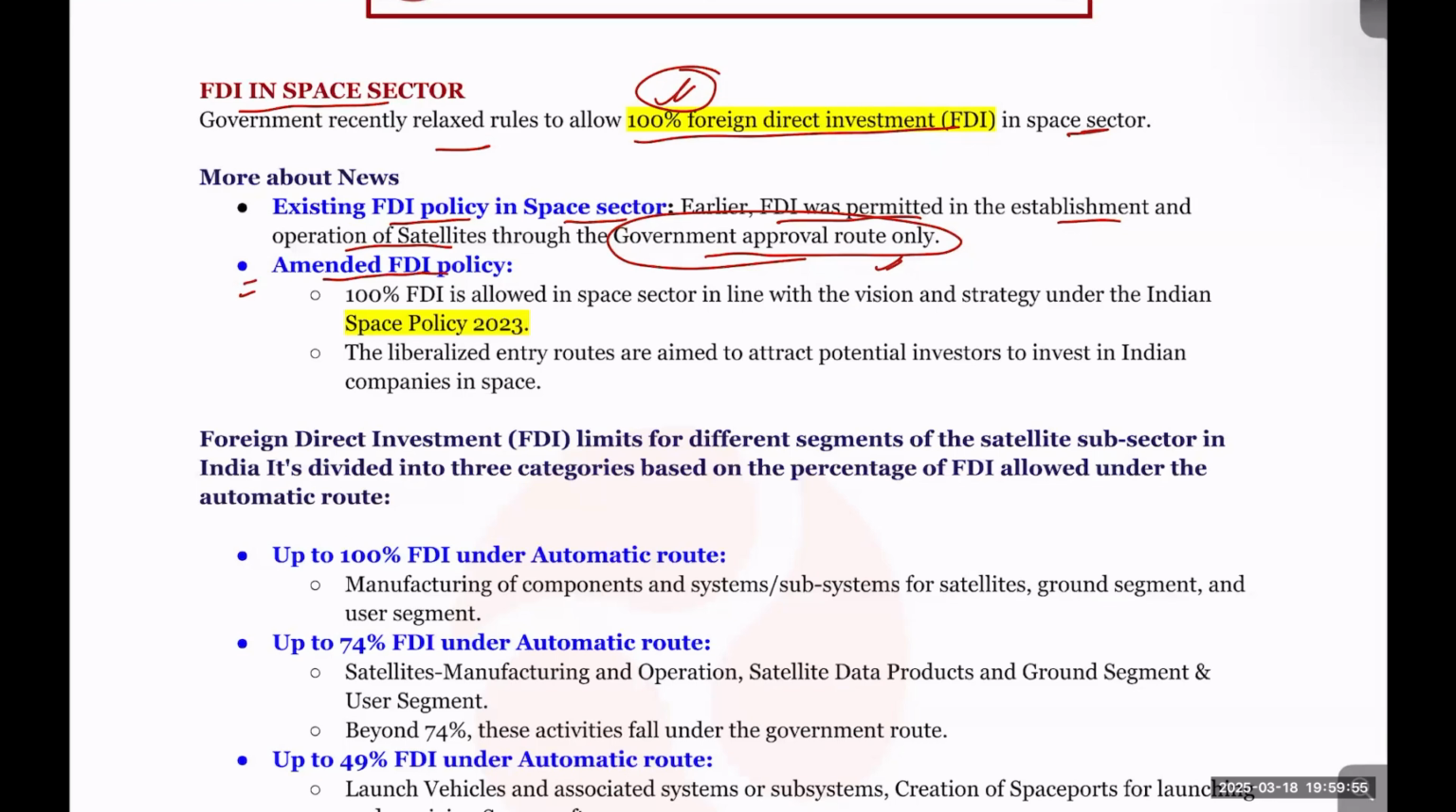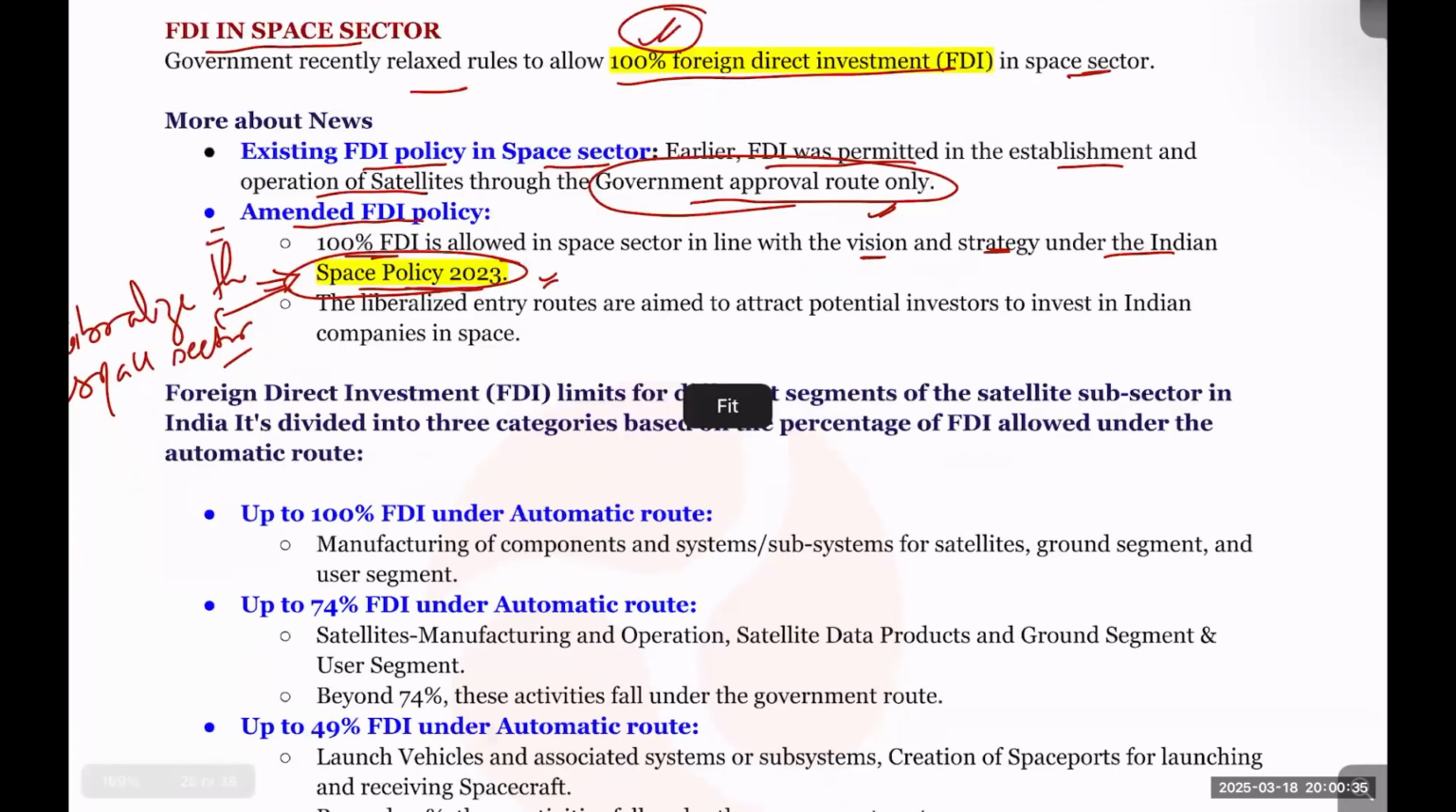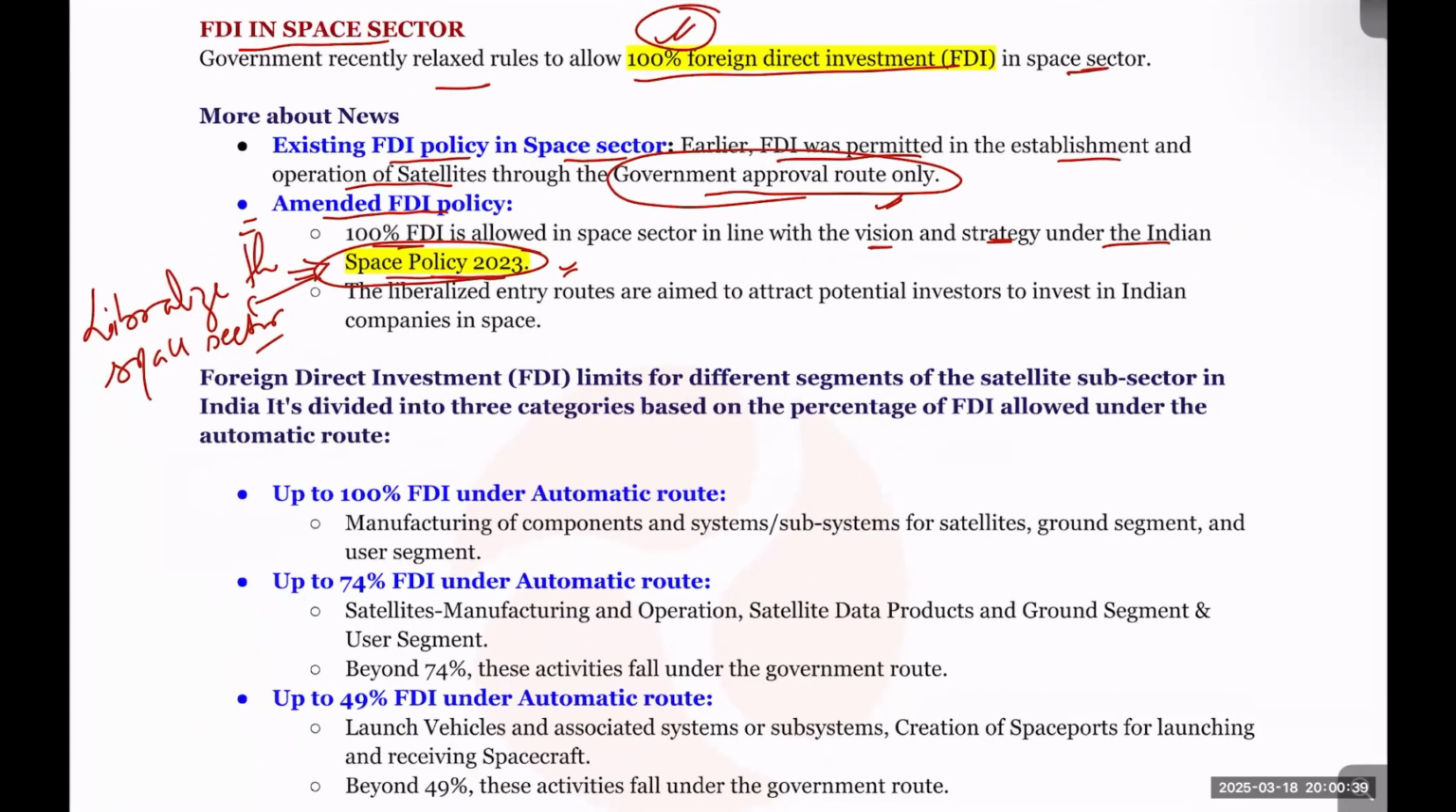Now, what is the FDI policy for the space sector? 100% FDI is allowed in the space sector in line with the vision and strategy under the Indian Space Policy 2023. The Space Policy 2023 was launched by the Government of India, and in this policy the government said that we are going to liberalize the space sector for private players. So private players' entry became very uniform and was liberalized. This was the main purpose of Space Policy 2023, and in line with the vision given by this policy, 100% FDI has now been allowed. Liberalized entry routes are meant to attract potential investors.